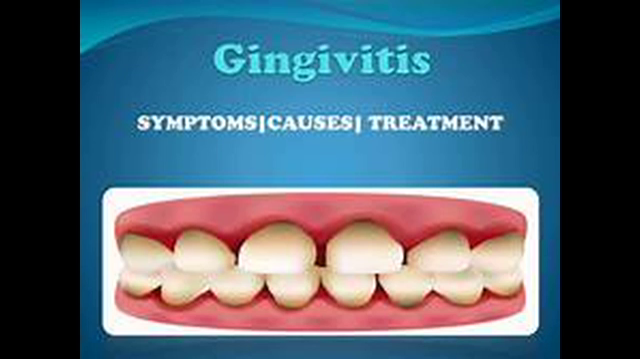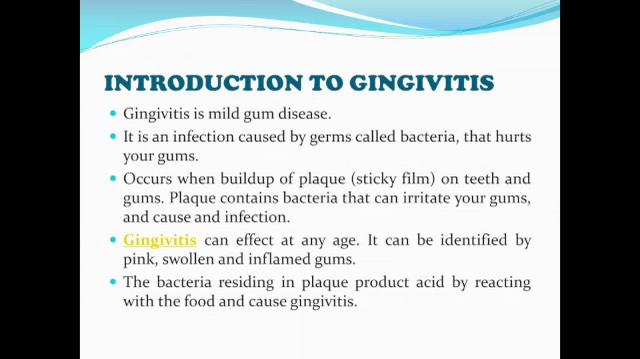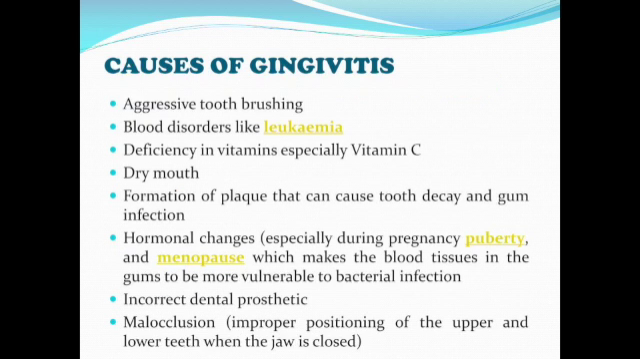In this video, we will be discussing gingivitis, the symptoms and causes of gingivitis that affect the oral cavity, and the questions related to it. Gingivitis is basically a mild gum disease. It is an infection that is caused by bacteria and it hurts the gums. It occurs when there is a buildup of plaque on the teeth and the plaque contains bacteria that can irritate the gums and cause infection. It can occur at any age. The bacteria residing in the plaque produce acid by reacting with the food that causes the gingivitis.